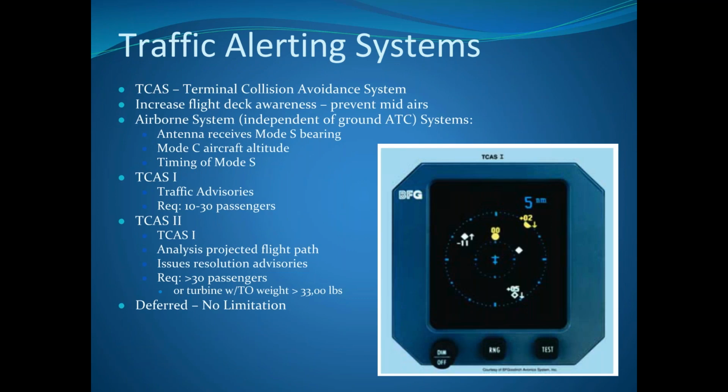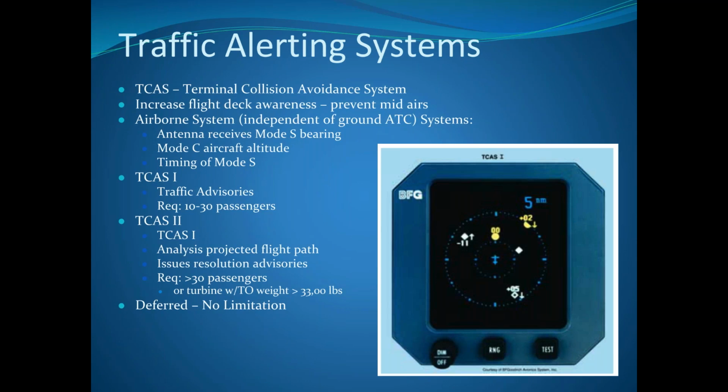TCAS is the Traffic Collision Avoidance System. This increases your flight deck awareness and prevents mid-airs. In your high traffic areas, whether it be RVSM airspace or on approach or departure from an airport, this allows the pilot to spend more time focusing on the outside of the aircraft and his procedures, because the TCAS will alert him of any aircraft that are close to him. And depending on the level of TCAS, it'll also provide him solutions to avoid the aircraft. It's an airborne system, an actual instrument mounted in the aircraft. It's not like the TIS, where it's a ground-based station that just uses transponder codes to relay the information.